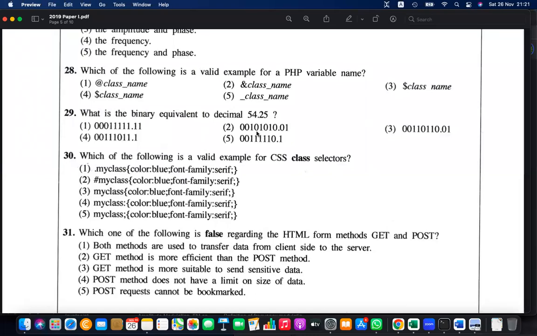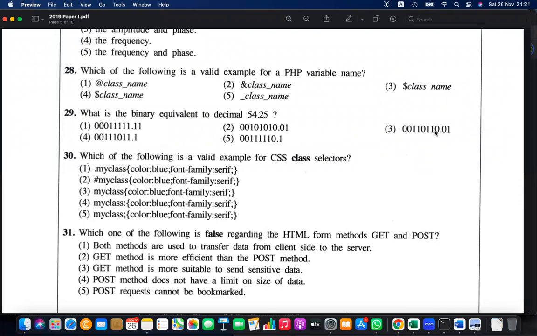54, you need to calculate. 54 is basically 32 plus 16. 32 plus 16 is 48. 48 plus 6, that is 54. Number 3 is the answer.